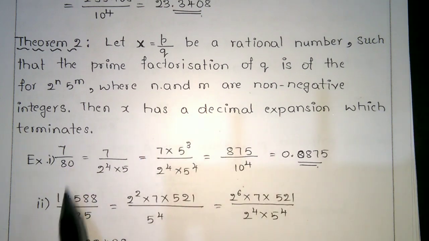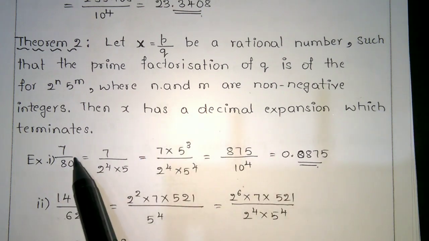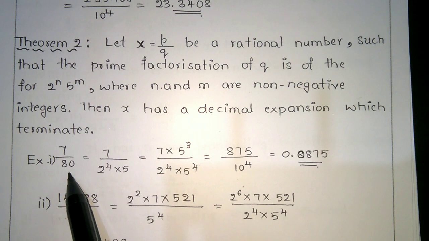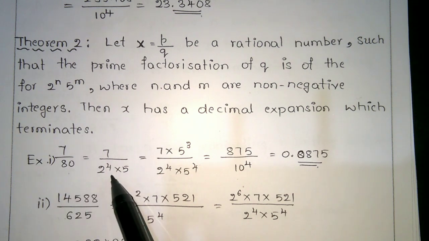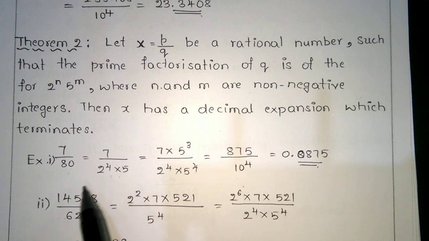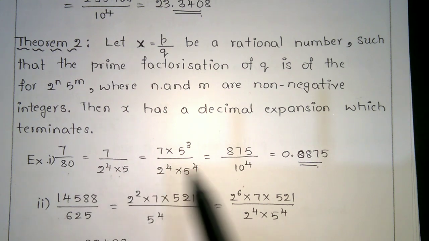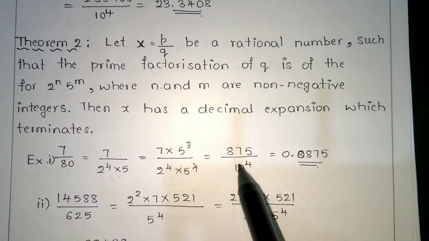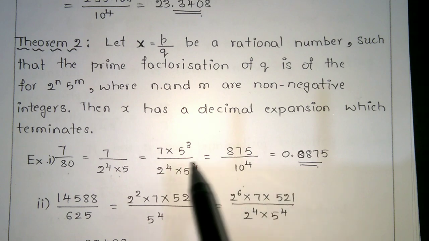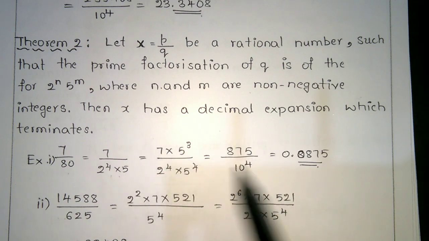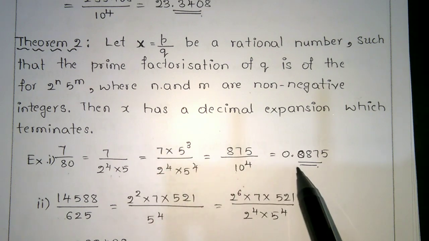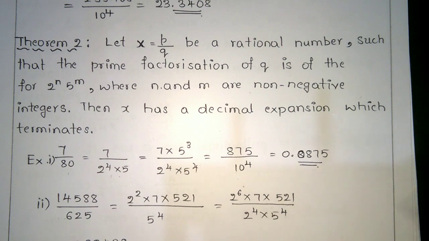See the same example one more time. 7 by 8 is in the form of p by q. The denominator can be written as 2 power 3 into 5 power 0, that is 2 power n, 5 power m. So multiply and divide by 5 power 3, both numerator and denominator. When you multiply you get 875 divided by 10 power 4, nothing but 0.0875.